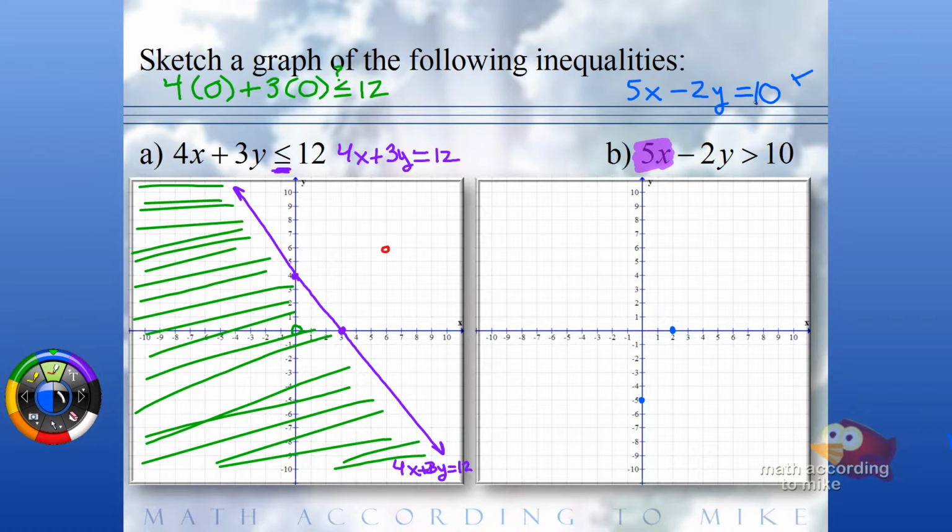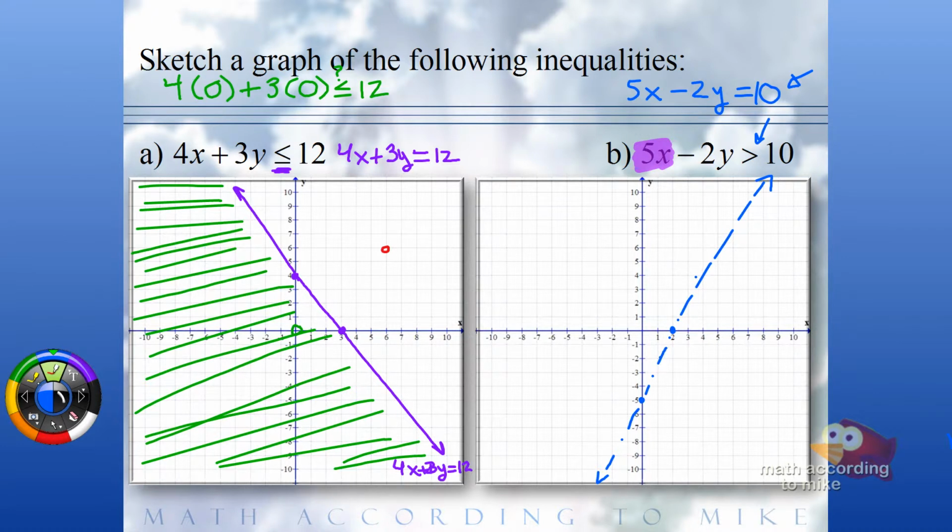Oh, that's a 10, not a 0. Sorry about that. Now it's better. But since our inequality has no equal sign when we connect these dots, we need a dotted line. Apparently I'm doing a dashed dotted line. That's fine too.